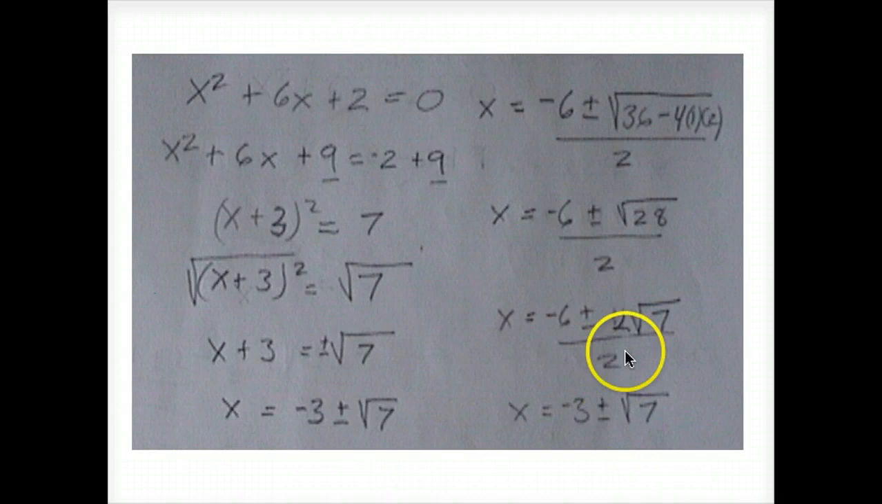So I don't even put it there. This is a 1. It's understood. And negative 6 divided by 2 is 3. Oh, look, our answers are the same: negative 3 plus or minus the square root of 7.